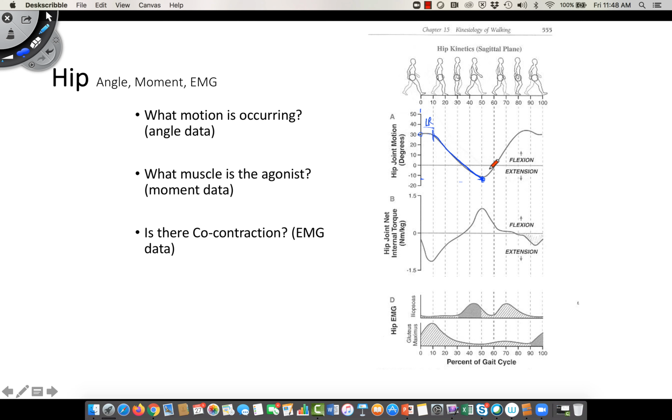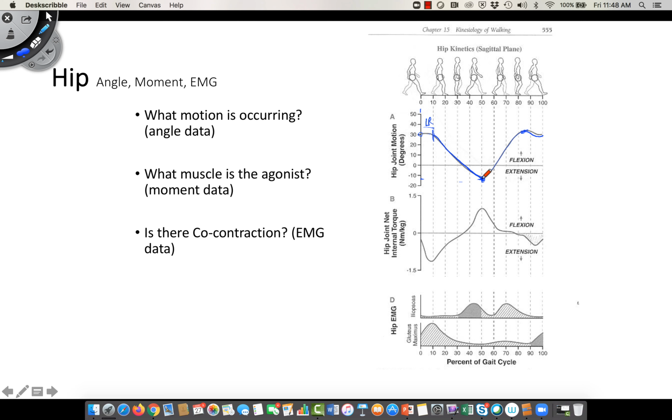And then after that peak, we have rapid hip flexion, which really plateaus at a little over 30 degrees at about 82% of the gait cycle, just at the transition from mid-swing to terminal swing. And then we see a small amount of motion where the hip is extended, placing the foot onto the ground.